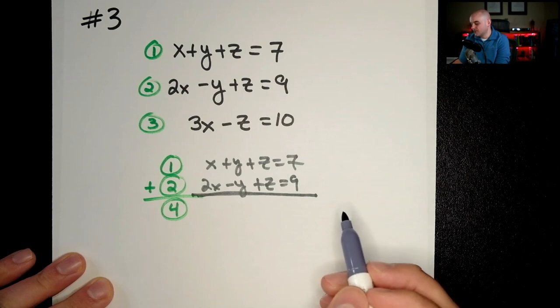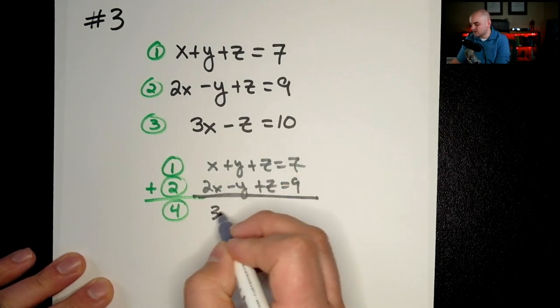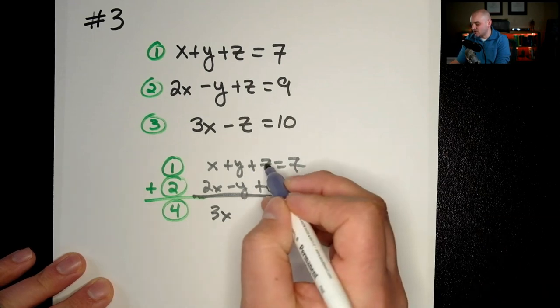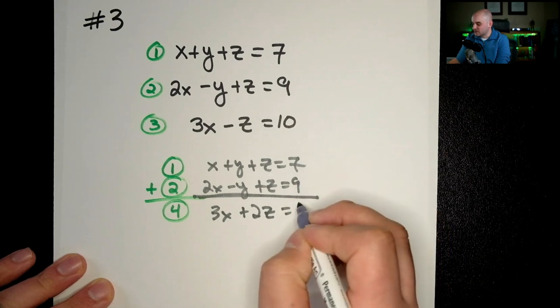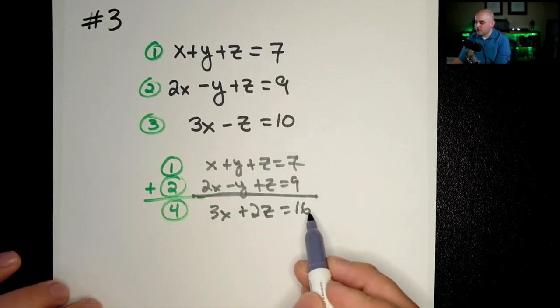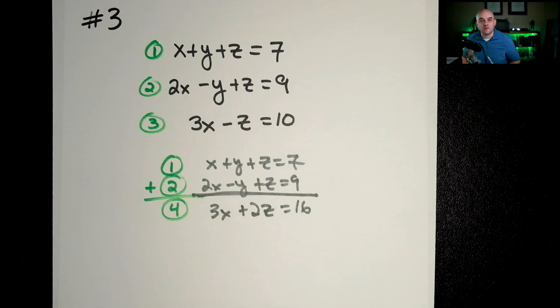I wrote it out. x plus 2x is 3x, y minus y is 0, z plus z is 2z, and 7 plus 9 is 16. This gives me equation 4, and the y has been eliminated in it.